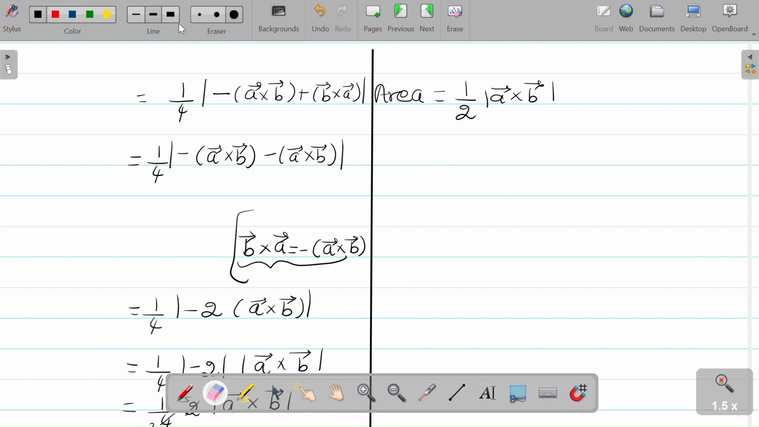The next part is to find the area of the parallelogram. The diagonals are given. A vector is equal to 2 i cap minus j cap plus k cap.